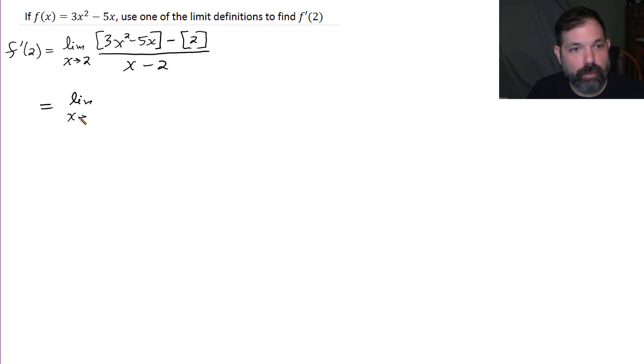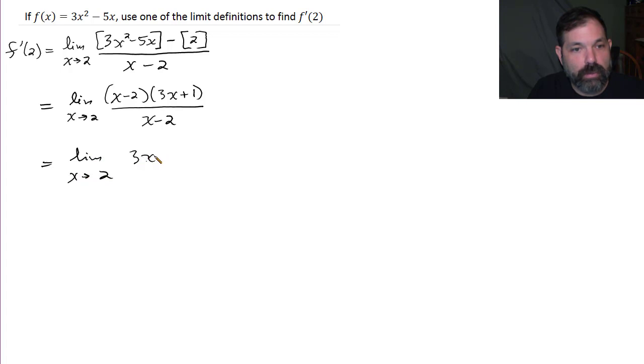Limit x approaching 2, 3x squared minus 5x minus 2. That one's not too bad to factor. That's going to be x minus 2 times 3x plus 1, divided by x minus 2. We can remove the common factor of x minus 2, so this is the limit with x approaching 2 of 3x plus 1. And now we can directly substitute the 2, and that gives us 7.